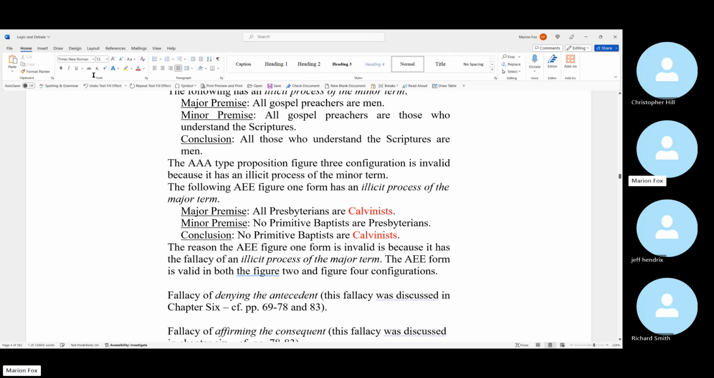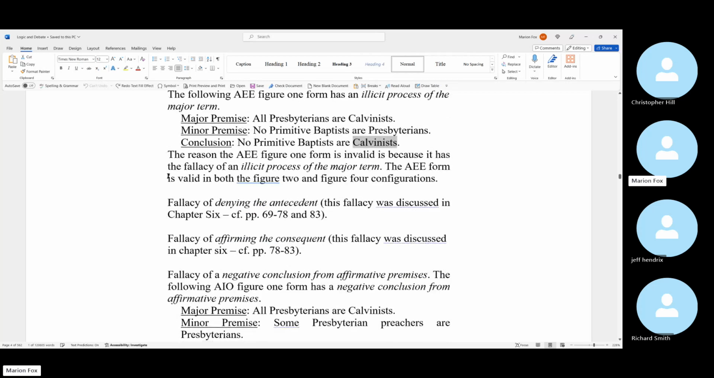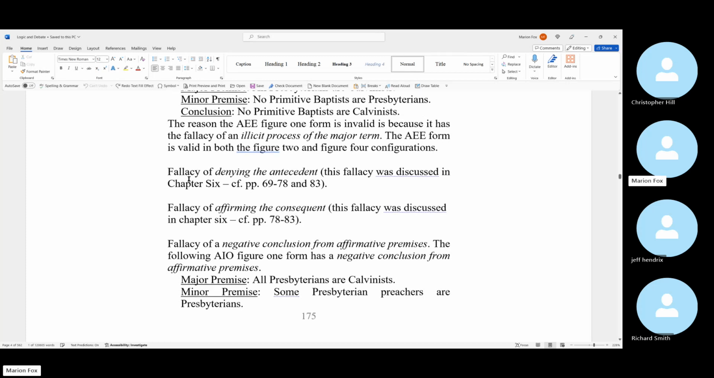Now, we'll go back here. And we have the fallacy of denying the antecedent. And I went ahead and put the page numbers where this is introduced, and so you get more information about it. You go back to those pages. And that's something I've added in as I'm working this. Also, affirming the consequent, pages 78 through 83. You get more information up there. We won't go back and look at those, okay?